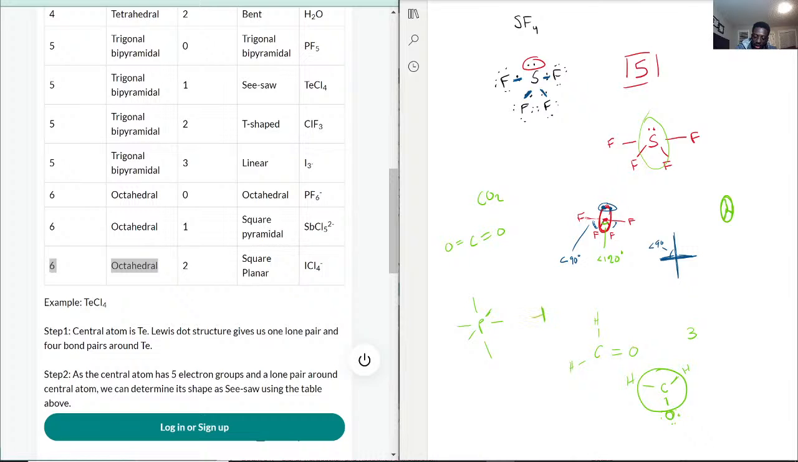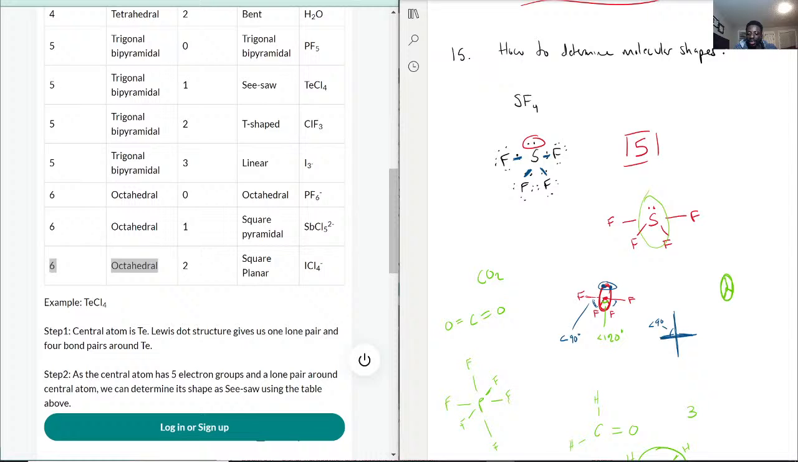It pretty much looks like this, okay, when you look at it from the top view, and it also looks like that from the side view. So every angle here is a 90-degree angle. And that's only if they're actual elements, because everything changes once you throw in a lone pair. But yeah, I drew shapes all over the place, but that's how you determine molecular shapes.